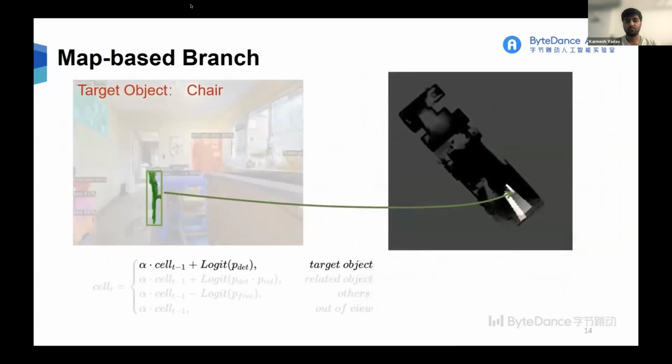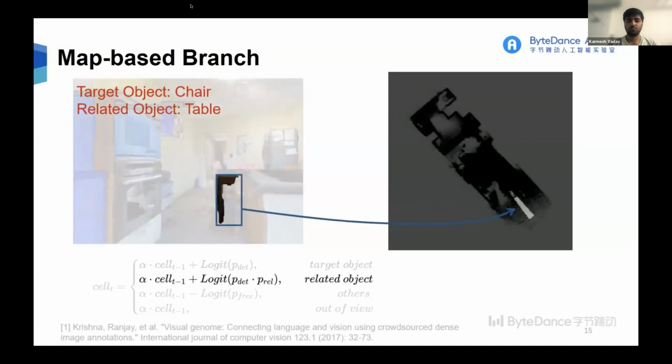For example, if a target object is detected, but the confidence score is below the predefined threshold, we cannot determine whether it is a target, but we should better get closer and check. So we update the cell by adding the logit of that confidence score. If a related object is detected, we update the logit according to the confidence score and the relation probability. The relation probability is obtained from the Visual Genome dataset.